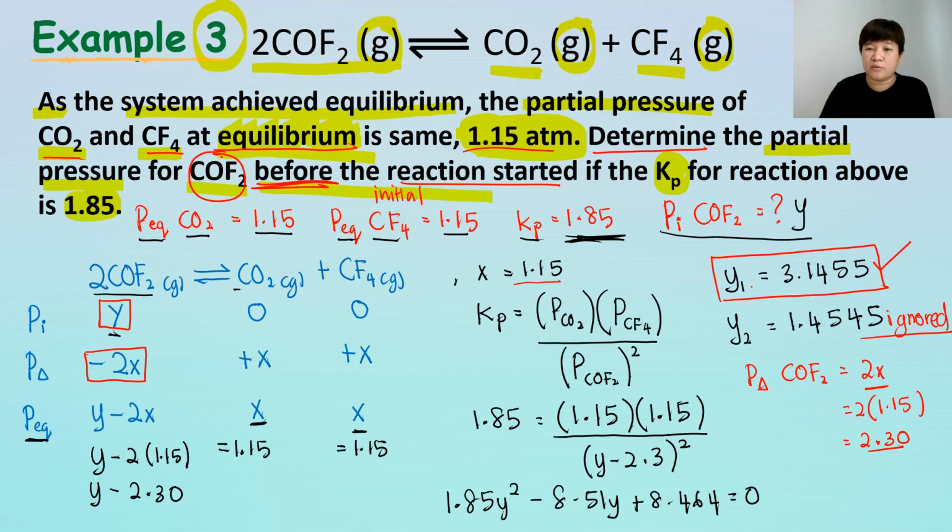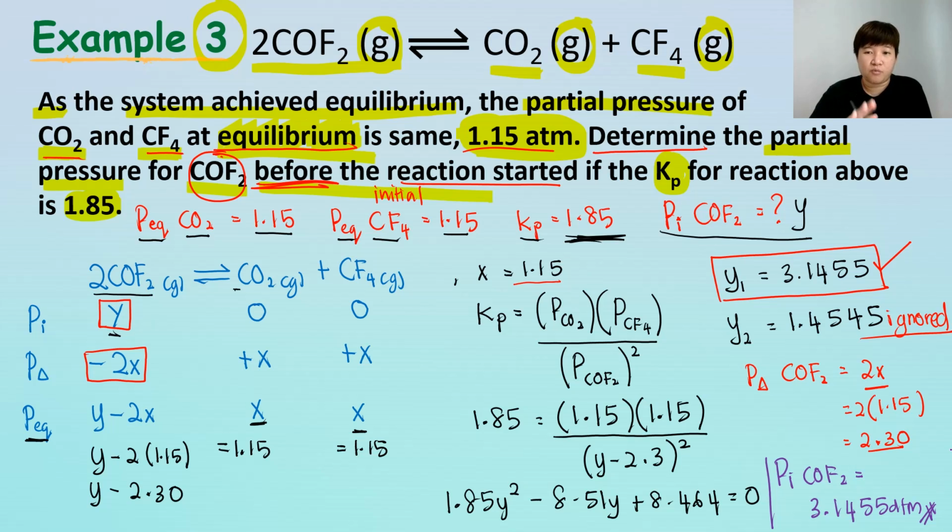Therefore, y over here is 3.1455, and that will be the initial pressure of COF2 calculated. So the initial pressure of COF2 calculated will be 3.1455 atm. That is the partial pressure initial of COF2. Make sense? Okay. So it's pretty simple over here if you get it.